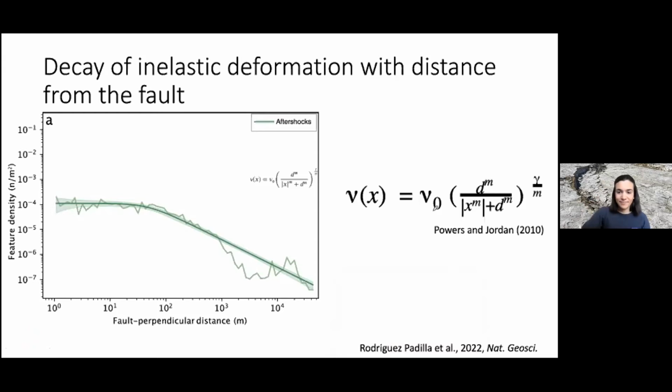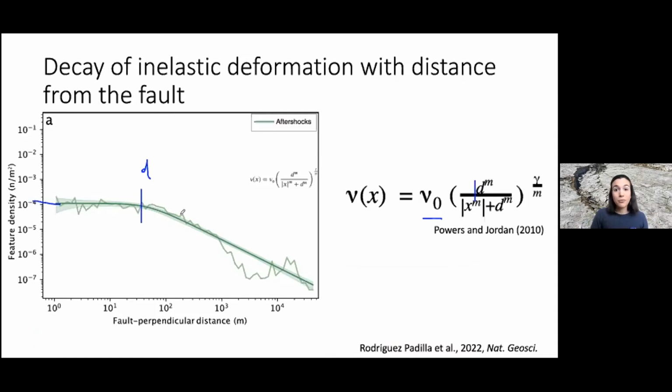Where the decay is defined by the fracture density at the fault, V0, which is this intercept; a parameter defining the distance between the origin and the break in scaling, D, which is this point that bounds the flat part of the distribution; and M, which is a parameter that defines the sharpness of this corner, D.